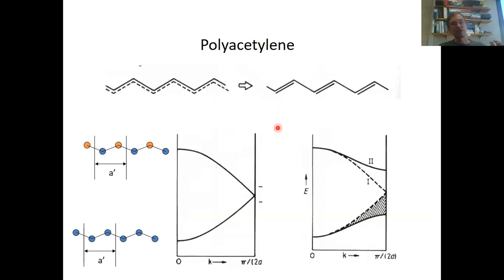Okay, so thus far, we have only discussed hypothetical one-dimensional chains of atoms. Now let's move over to one-dimensional extended solids that exist in the real world. So one example is a polymer, polyacetylene. In polyacetylene, you have zigzag chains of carbon atoms, whereby each carbon atom is sp2 hybridized, and you have alternating double and single bonds respectively.